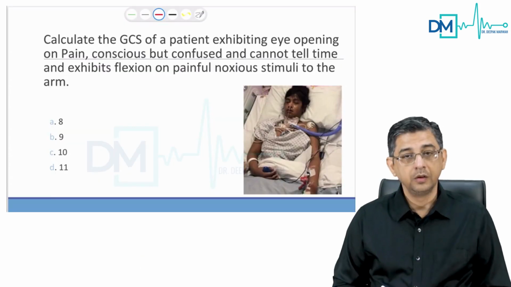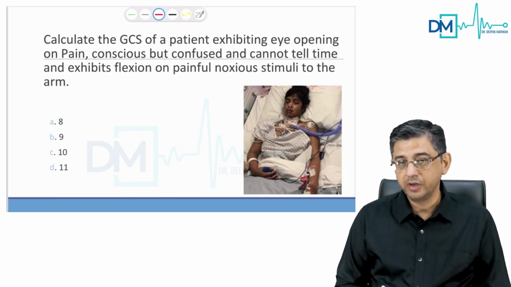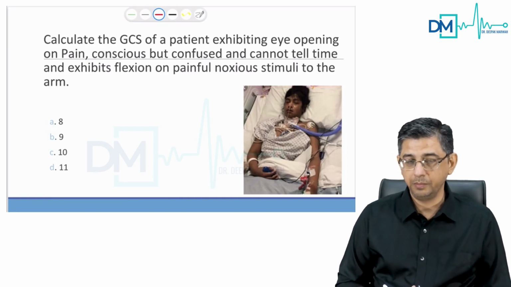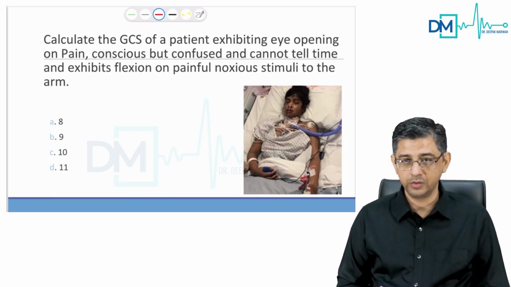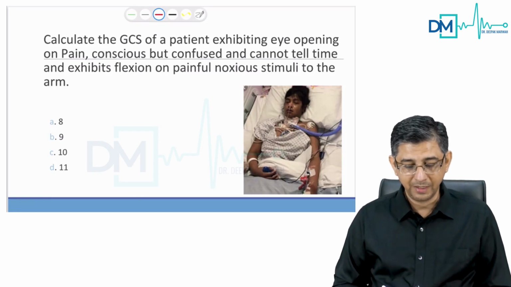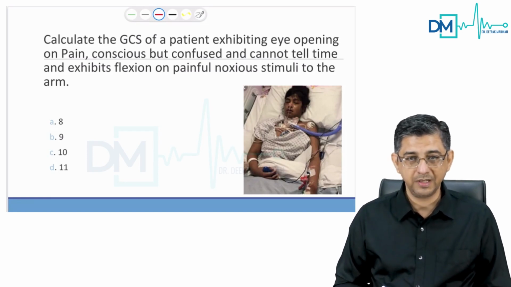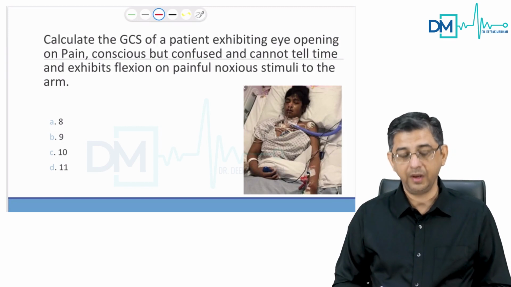So let's start with the very first question. Every year there's a question on Glasgow Coma scale, so I definitely want you to practice Glasgow Coma scale from the main lecture, and I'm gonna do it here also. The question began by saying calculate the GCS of a patient exhibiting eye opening on pain.